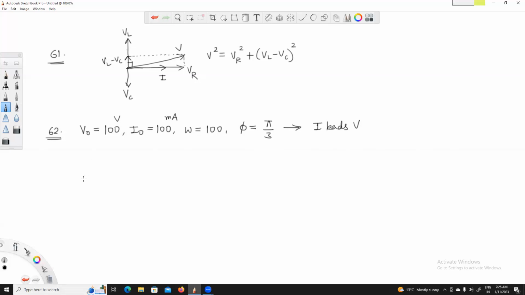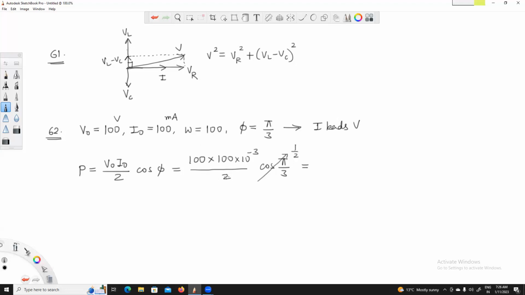So power dissipated by the circuit, we know P equals V naught I naught divided by 2 times cos phi. So this is 100 into, this is 100 milliampere, that's why 10 raised to minus 3, divided by 2 into cos phi. So this is cos pi by 3. Pi by 3 is 60 degree.